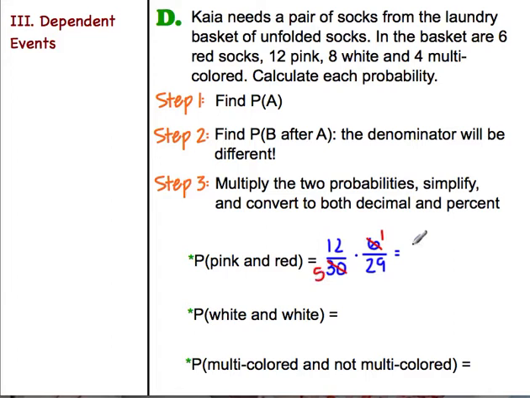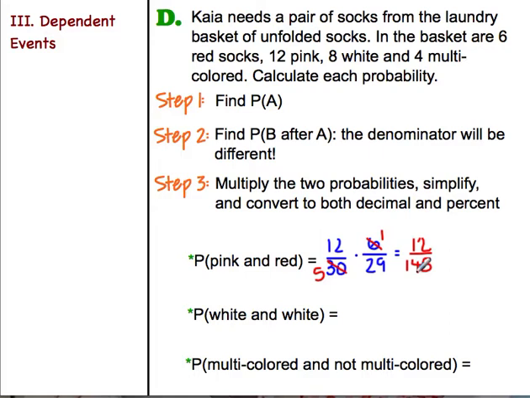So then 12 times 1 is 12. And 29 times 5, well, I know 9 times 5 is 45. Carry the 4. 5 times 2 is 10, plus 4 is 14. So it is 12 out of 145. I'll let you take care of finding the decimal and the percent.